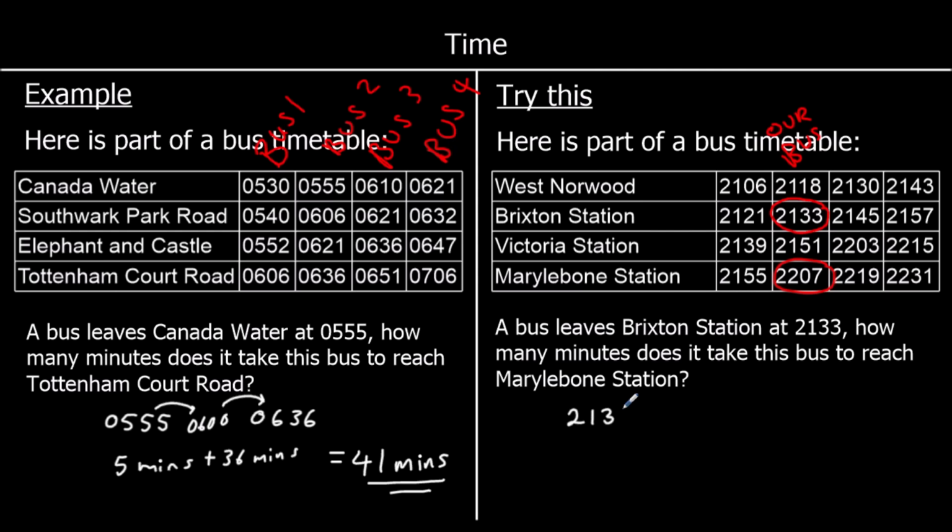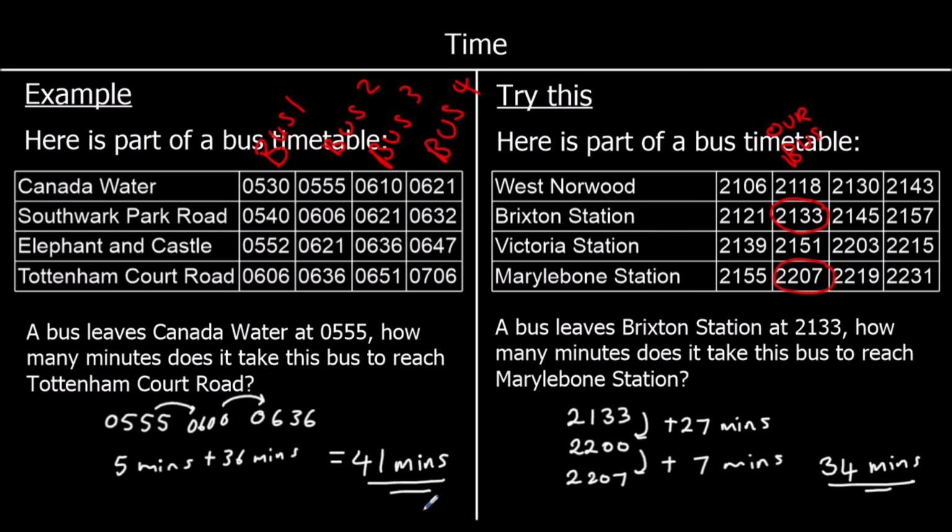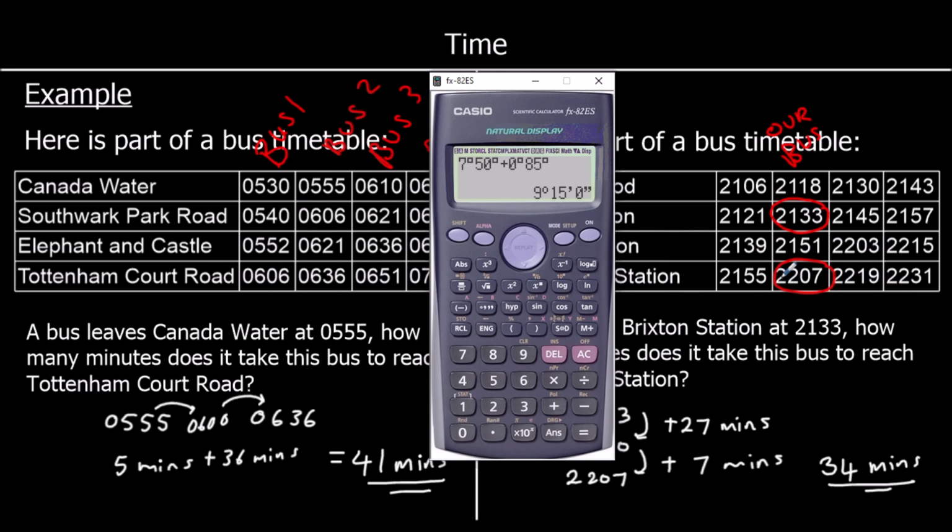So it's 21:33. How many minutes until 10 o'clock? From 33 to 10 o'clock, that's 27 minutes. And then how many minutes more? So 7 more minutes for 22:07, 10:07. So we've got 27 minutes and 7 minutes, which makes, if we add them up, that will get us 34 minutes. And I'm going to grab the calculator again and show you that if you did 22:07, 22 hours, 7 minutes, take away 21 hours, 33 minutes, it will give us the answer of 0 hours, 34 minutes.